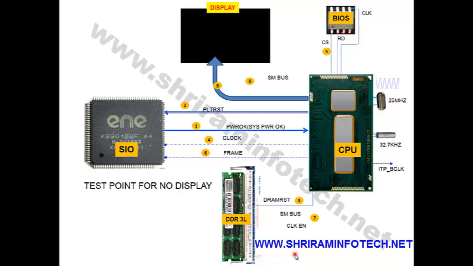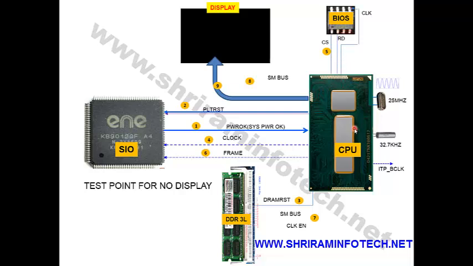If this 3 volt PLT reset is coming, that means the CPU is okay and the CPU generates this signal. So this is the next level signal on the no display issues. If this PLT reset does not come, that means the possible problem could be the CPU. Suppose the SIO generates the system power OK signal, but the PLT reset is not coming, that means the possible fault could be the CPU. So you have to replace the CPU, or maybe this crystal is bad or something like that.